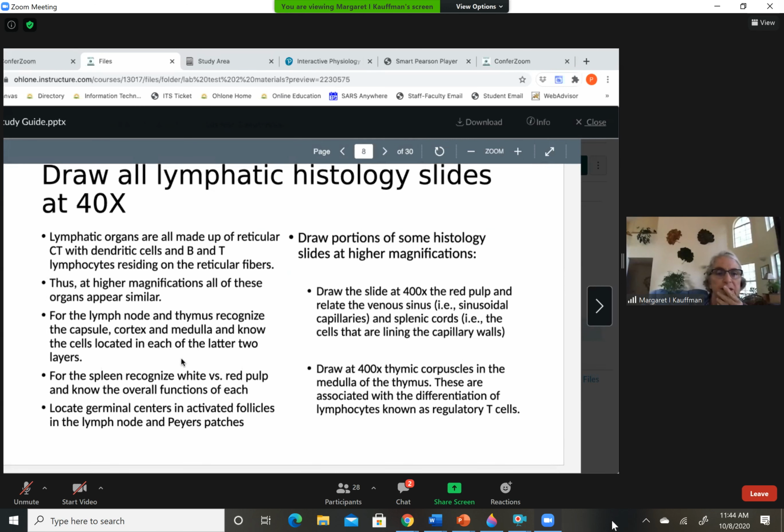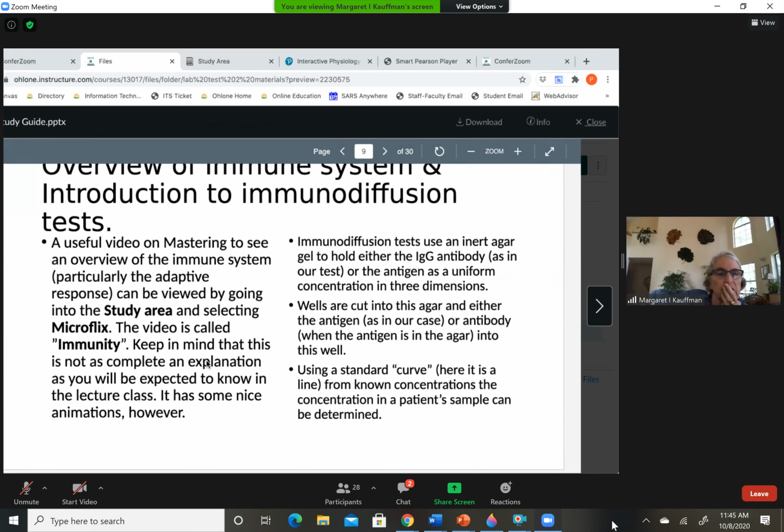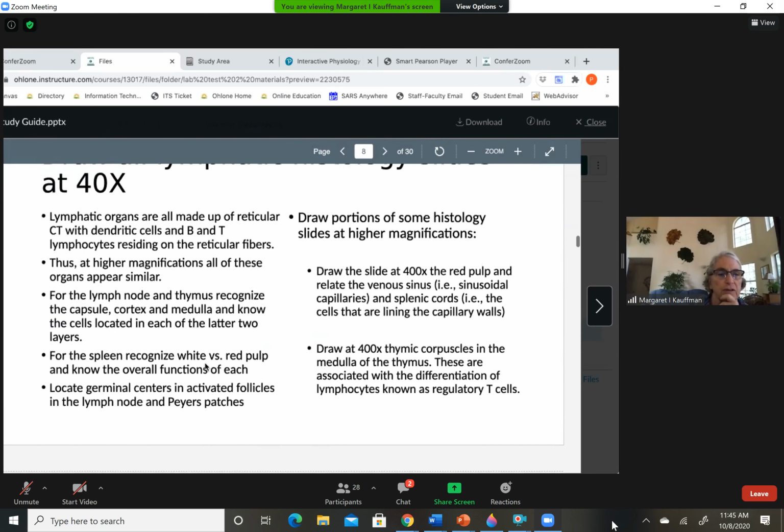Yep, here we go. See? Here are all the things you're supposed to know about these guys. So I'll make sure I reread that it's all there. Locate the germinal centers, recognize Peyer's patches, the red versus white pulp, the capsule, cortex, medulla for the lymph node. And I guess I didn't put down germinal centers, but it did say know where the B and the T cells are. Here we go. Venous sinus, splenic cords, thymic corpuscles. I think that's everything that you need to label.